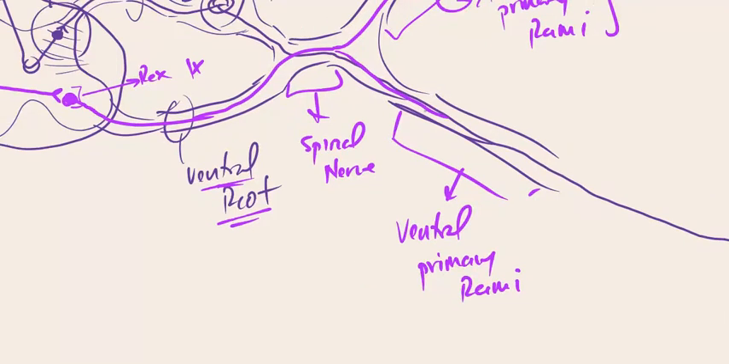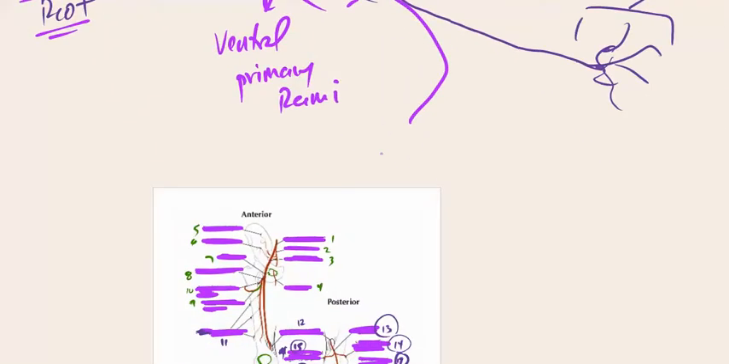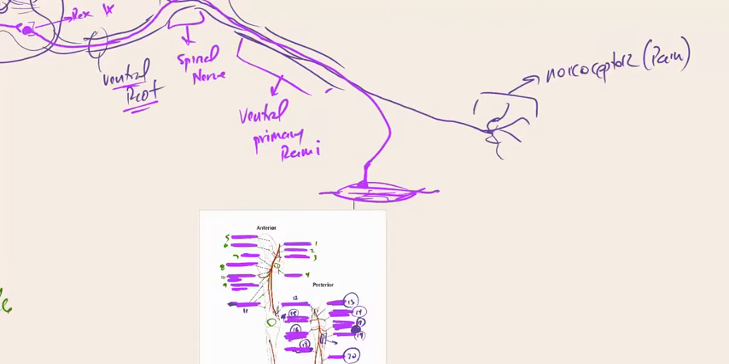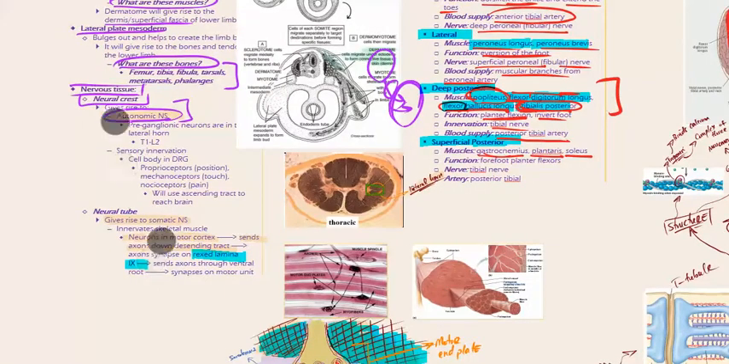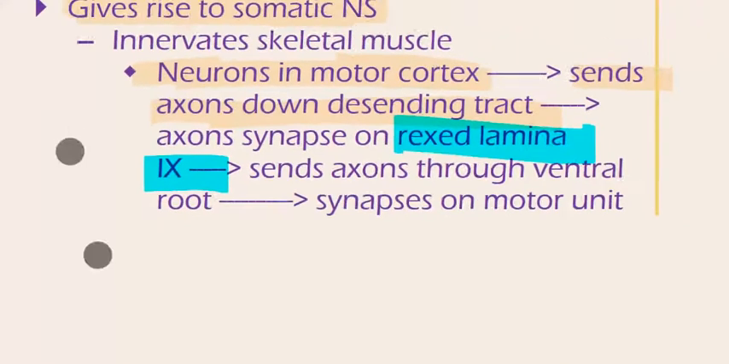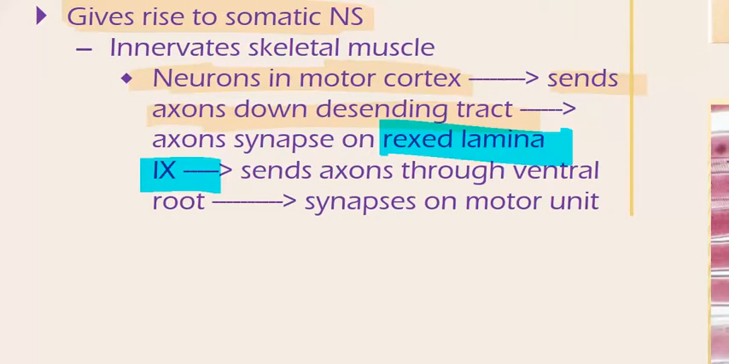So now this can move and then go on, and it can now synapse onto the skeletal muscle, right? And then cause it to move. So that's what I was trying to get at here. We have the neuron in the motor cortex, sends axons down through the descending tract, synapses at lamina 9, sends axon through the ventral root, goes through the spinal nerve, then goes through the ventral primary rami, and then synapses at the muscle.